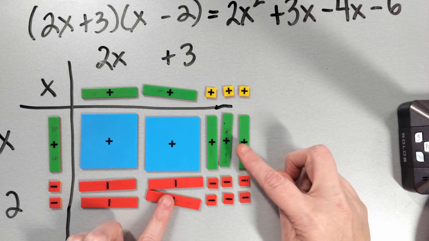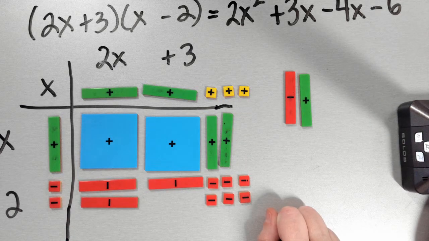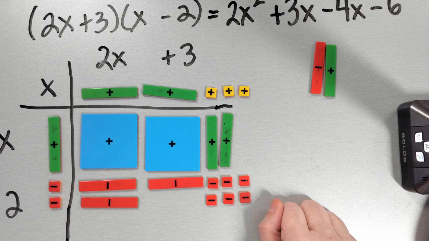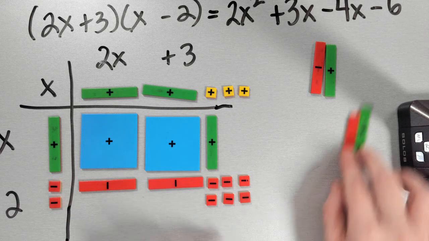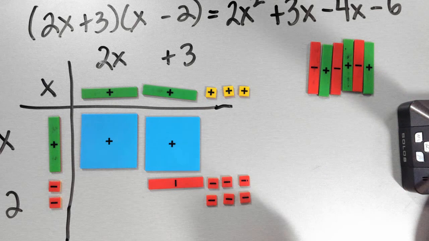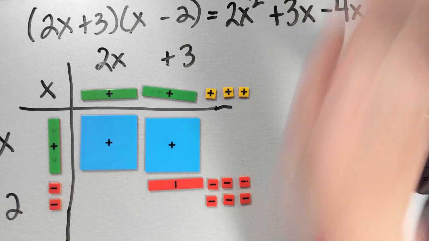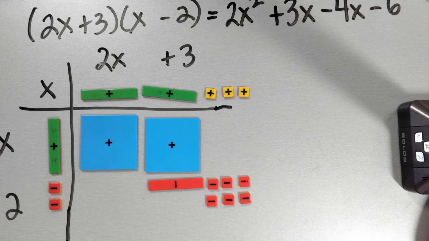But if I look here, I've got a negative and a positive. So I can take one of my negatives and one of my positives away because they cancel each other out. I've got another negative and positive that I can take away because they cancel each other out. And another negative and positive I can take away because they canceled each other out. So these are gone now because they canceled away.